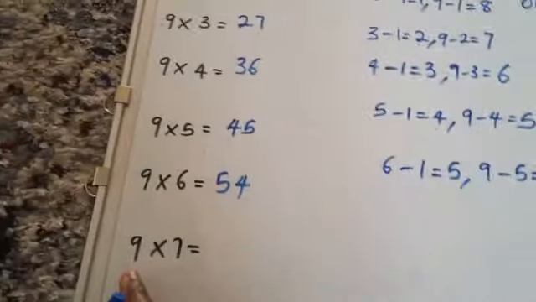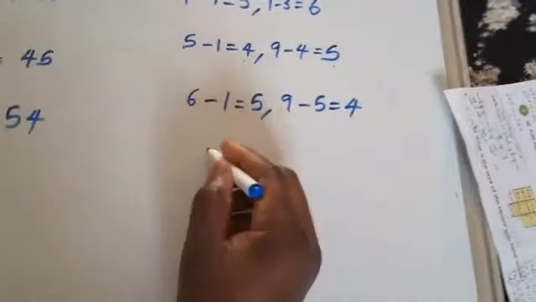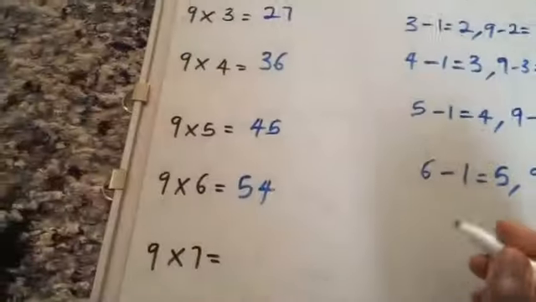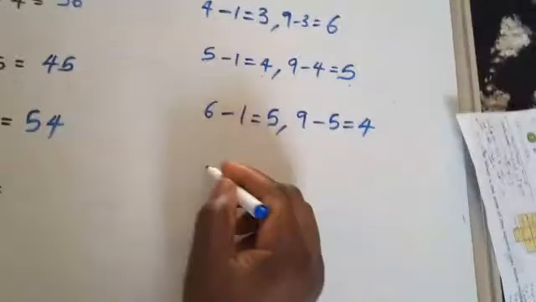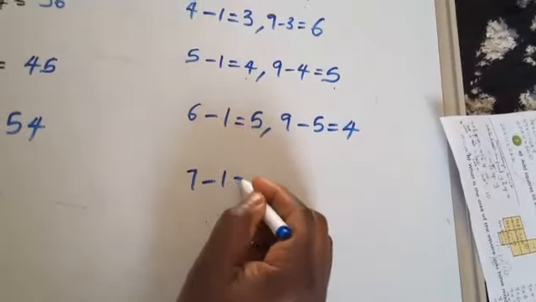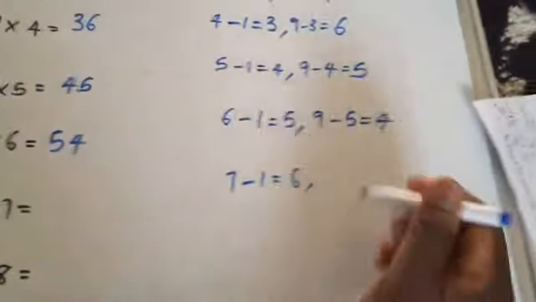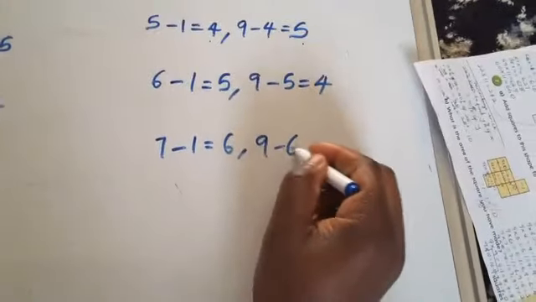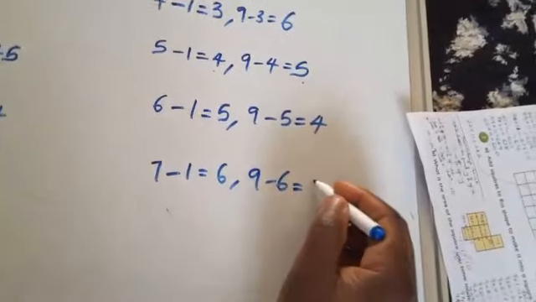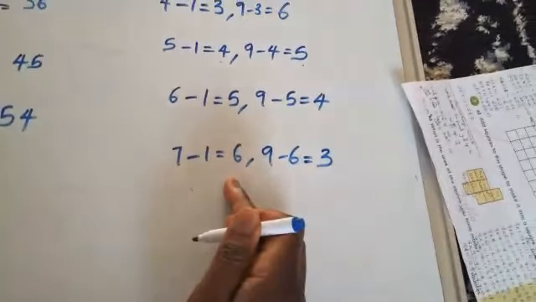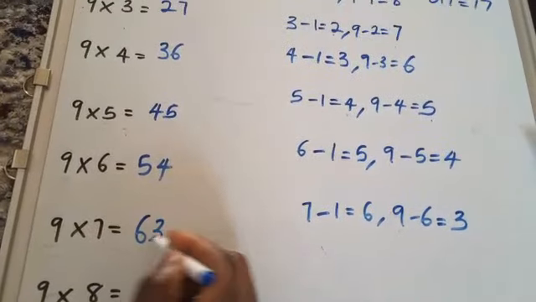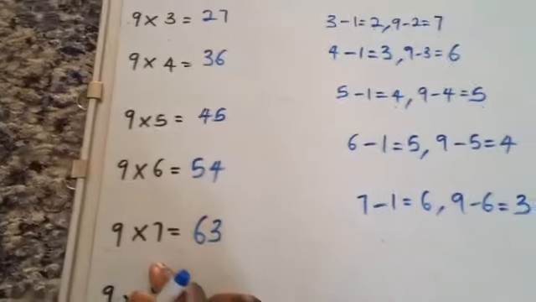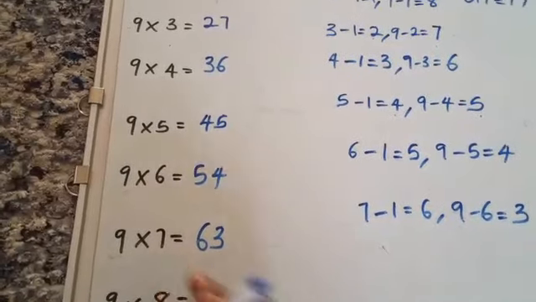The next question is 9 multiplied by 7. So we have our 7 here, minus 1 is 6. And then 9 minus 6 is 3. We have our 63. 9 multiplied by 7 is 63.